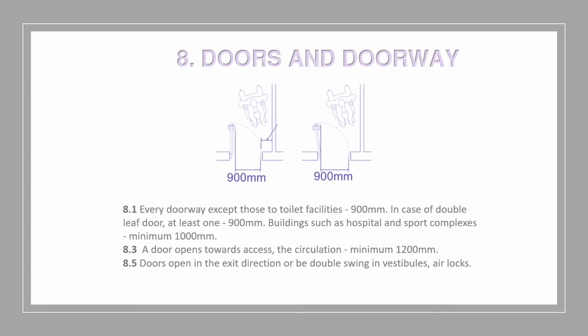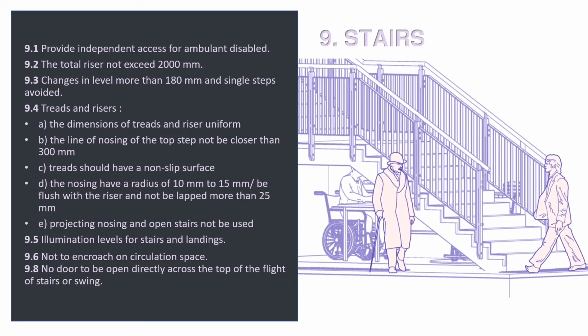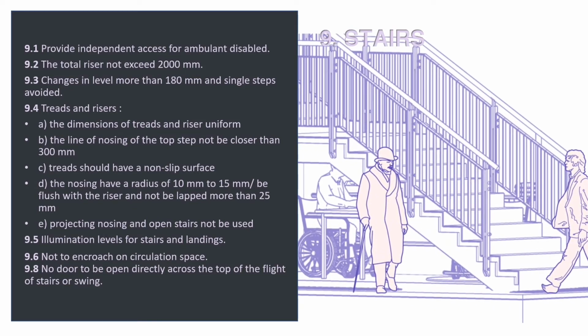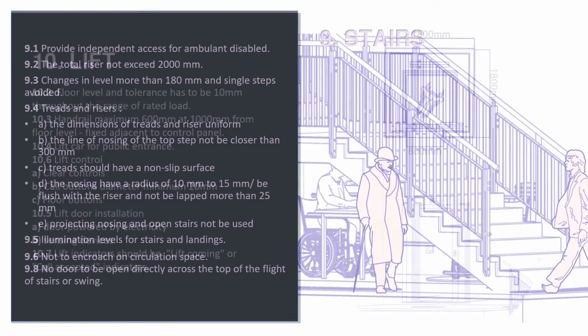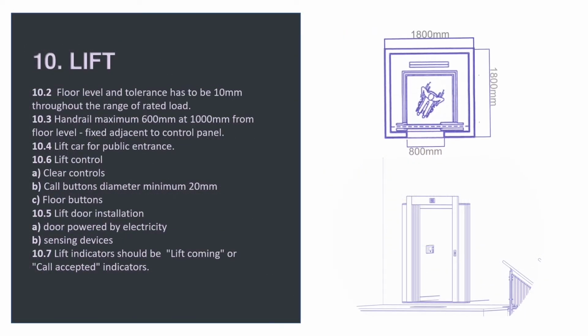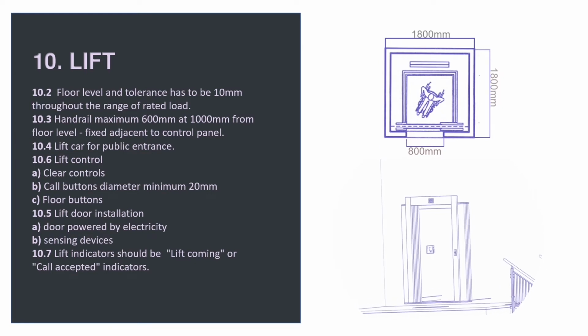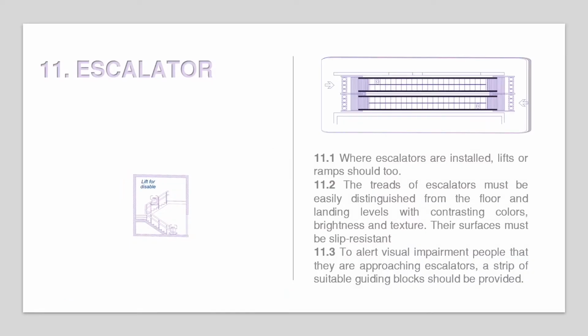Doors and doorway. Every doorway should be minimum 900 mm, but for buildings such as hospital and sport complexes should be minimum 1000 mm. For the staircase, total riser should be maximum 2000 mm, the tread should be non-slippery surface, and the stairs and landing should be illuminated. The size of the lift should be around 1800 x 1800 mm with 800 mm door space. It must be installed with sensing devices and powered by electricity.